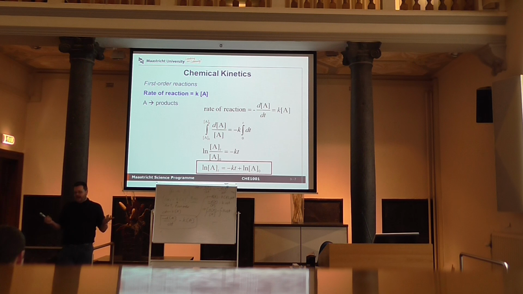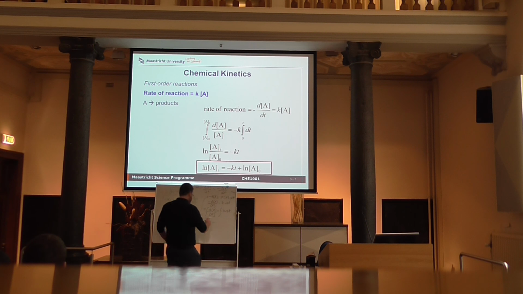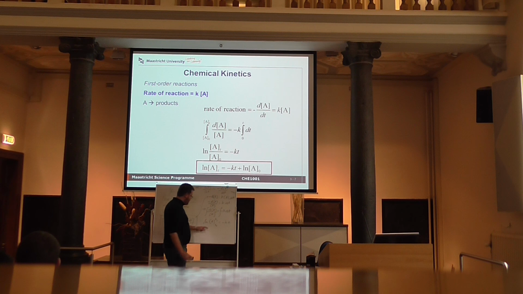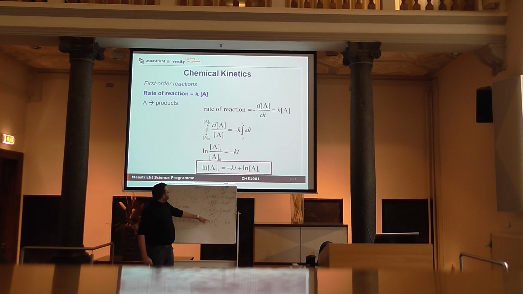Well, instead of using x, just use a, right? So one has to know something about calculus. All you basically need to know is the antiderivatives of a couple of things. You'll see in a moment. The integral of dA over a is ln, so it's ln of a equals minus kt.